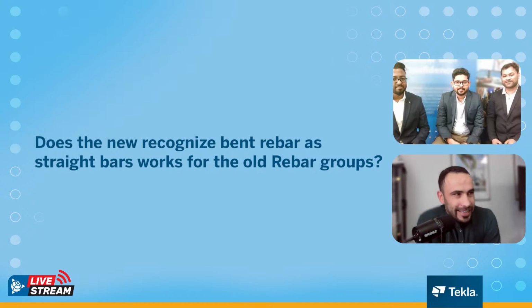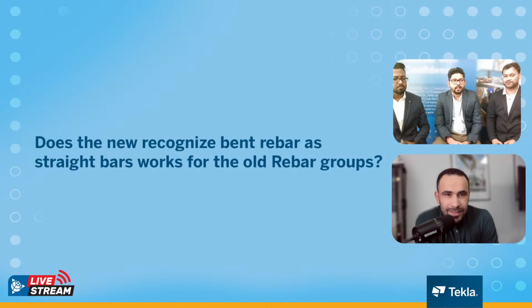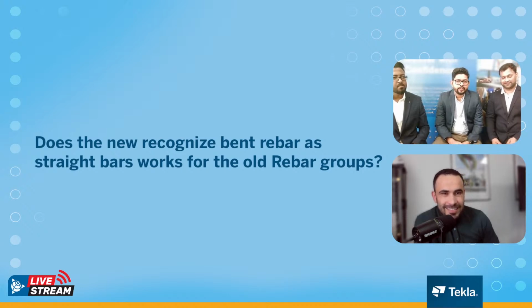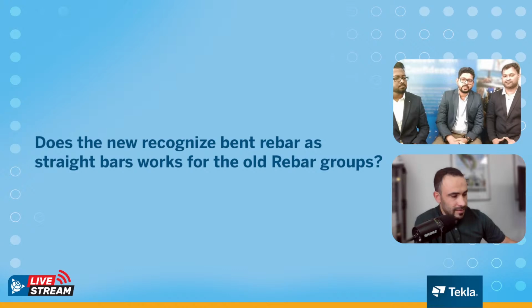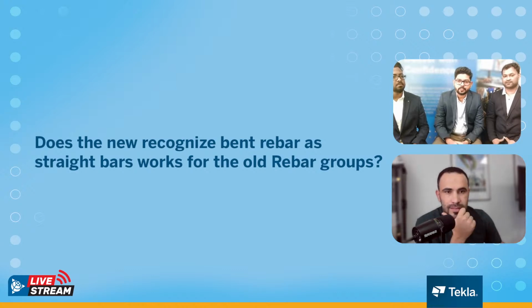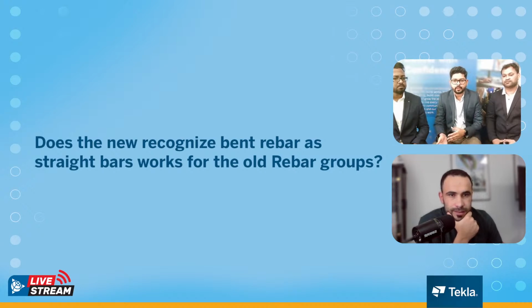Does the new recognize bent rebar as straight bars feature work for the old rebar groups? Yeah, I think I can take that. This new feature of recognizing it as a straight bar applies to all types of reinforcement. It is basically an implementation added to the rebar shape manager. So it doesn't matter whether you model the rebar as a single rebar, the old rebar groups, or the new rebar set, it applies to all reinforcement types. Short answer is yes.